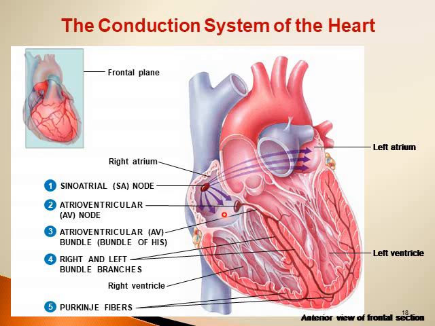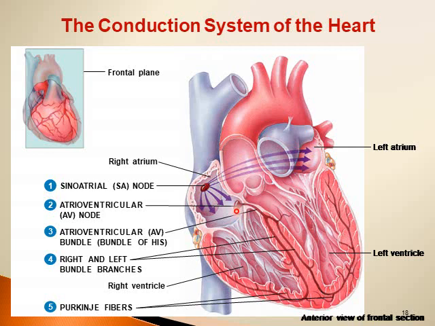Why? Because it will allow the atria to contract first before the ventricles contract, because if the atria and the ventricles contract at the same time, the heart cannot pump blood efficiently into the systemic and pulmonary circulations. Why does this delay happen? Because the number of gap junctions in the intercalated discs between the autorhythmic fibers here in the AV node is fewer.